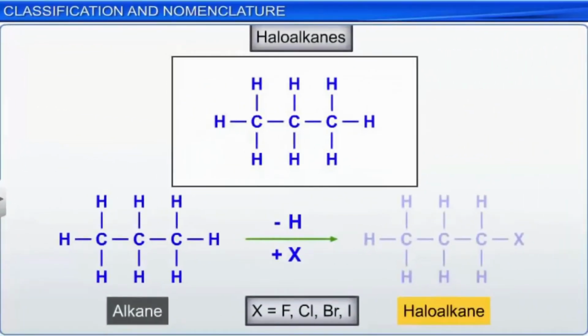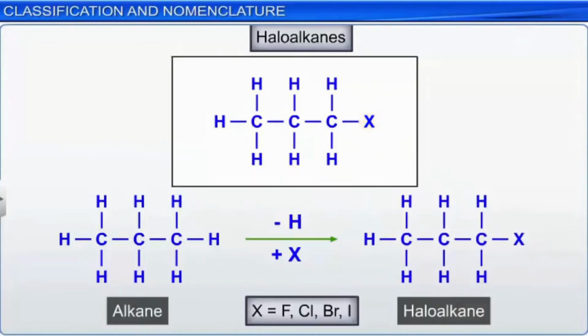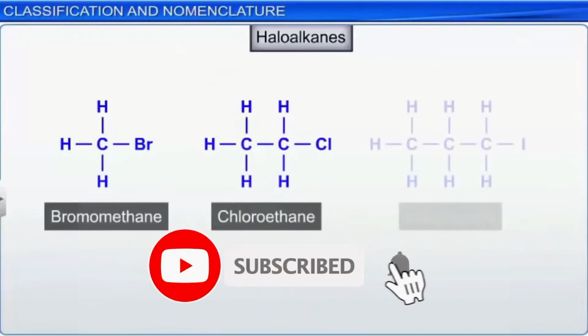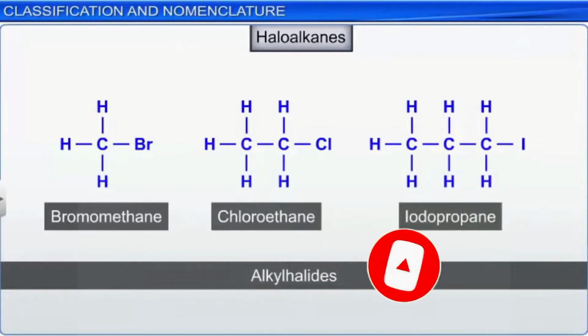A haloalkane molecule is formed when a hydrogen atom in an alkane molecule is replaced by a halogen atom. Some typical haloalkanes are illustrated here. This class of compounds is also called alkyl halides.